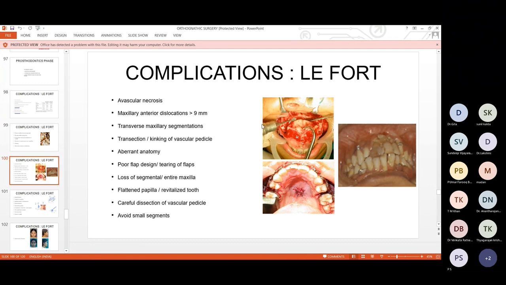So these are some of the things. Avascular necrosis is a disaster. Fortunately, I haven't seen one, but yes, I have seen many of these things in mucormycosis. It is a pure avascular necrosis of the maxilla, which can happen if you do not properly design the flaps, or tear the flaps when elevating them, or lose the blood supply, and the segmental or the entire maxilla can go off. So it is better to do a careful dissection of the vascular pedicle.